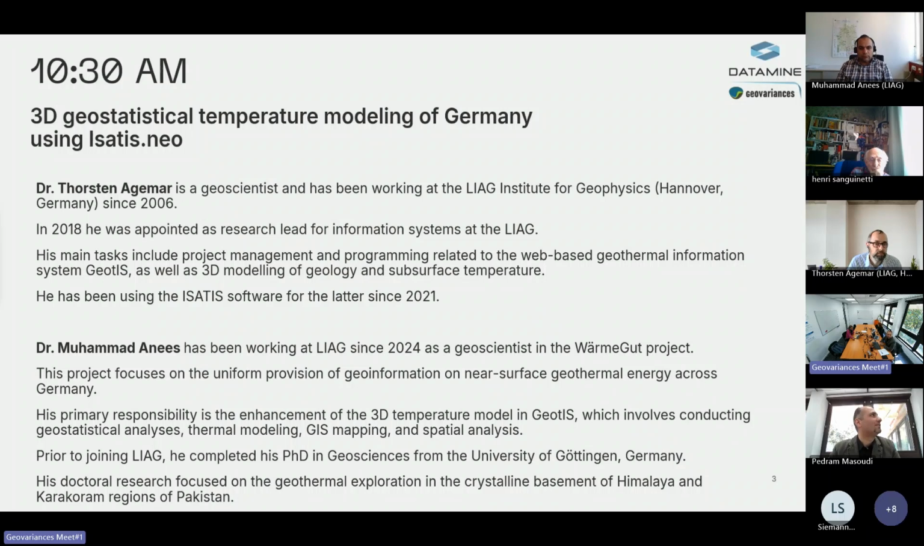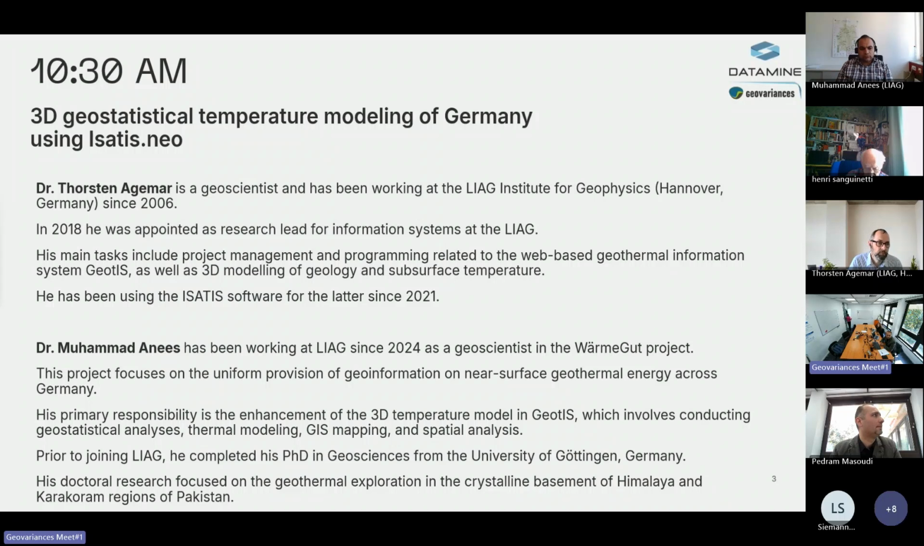The topic is 3D geostatistical temperature modeling of Germany using Isatis.neo. Dr. Thorsten Agemar is a geoscientist and has been working at the LIAG Institute for Physics, Hannover, Germany, since 2006. In 2018, he was appointed as a research lead for information systems at the LIAG. His main tasks include project management and programming related to the web-based geothermal information system, GeoTIS, as well as 3D modeling of geology and subsurface temperature. He has been using Isatis software for the latter since 2021.